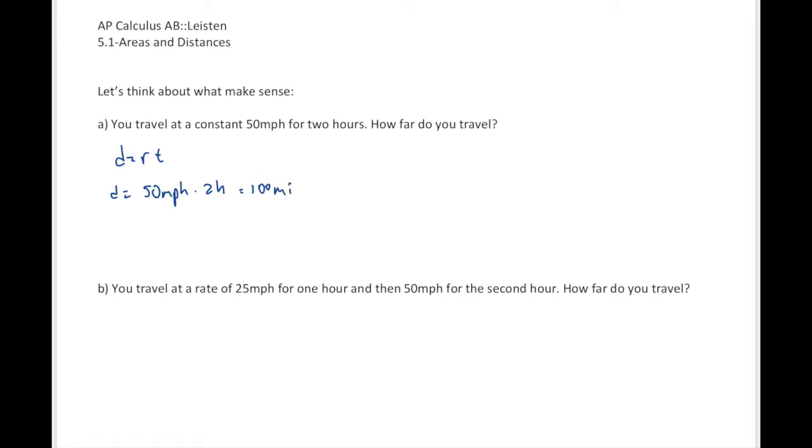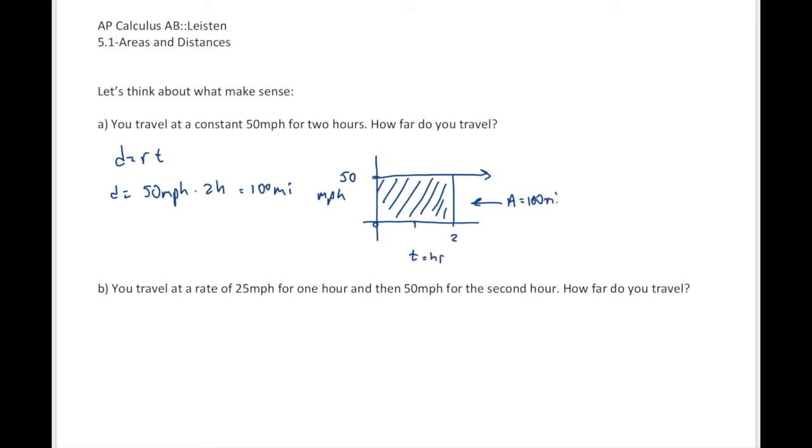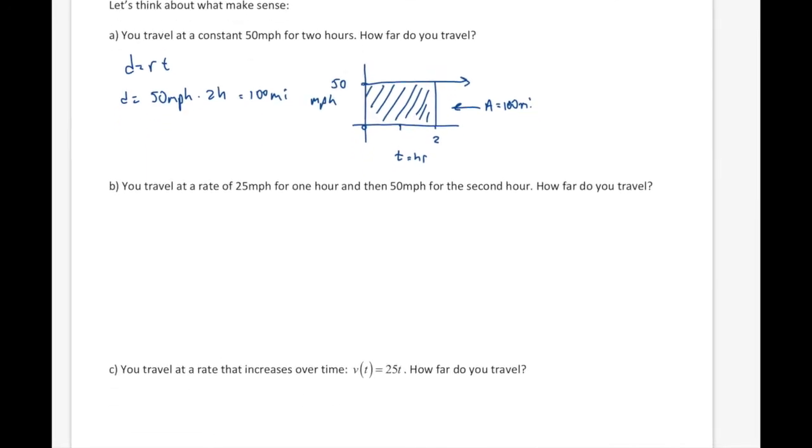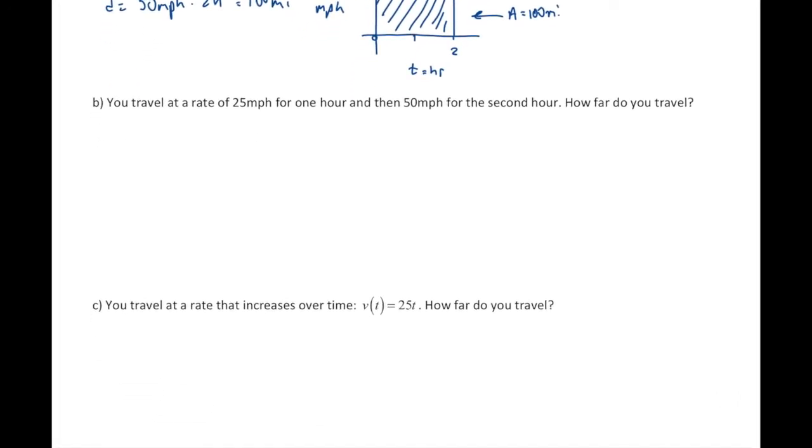All right, makes sense. Graphically, if you look at this, we're going at 50 miles per hour. It's this steady constant. And if we look at time, 0 to 2 hours, that is kind of all of this. We're taking that velocity over that time. We actually have here an area of 100, in this case, miles, since we're talking about time in hours times miles per hour.